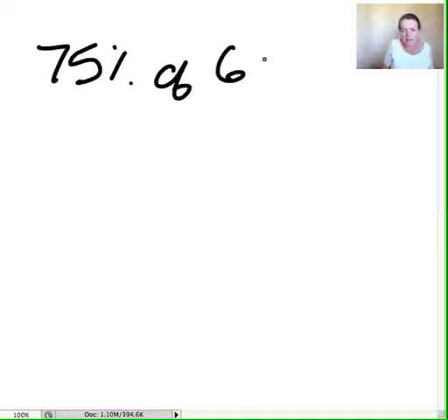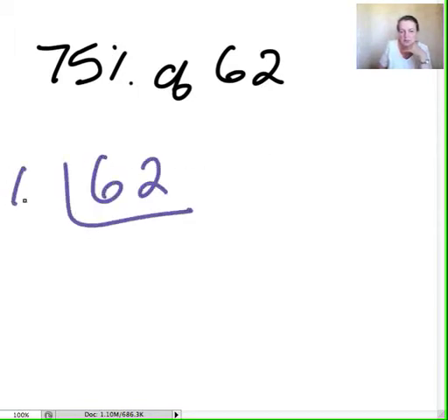Oh, 75% of 62. Do you have another colour? I'm getting fed up with black. The way I personally would do this, well, 75% is 3/4. So we could find 1/4 of that. So 62 divided by 4.